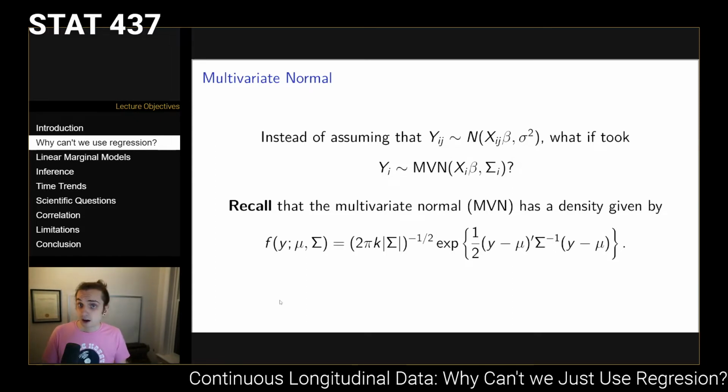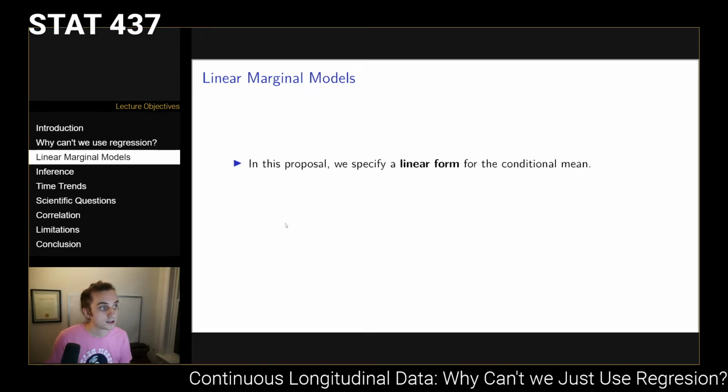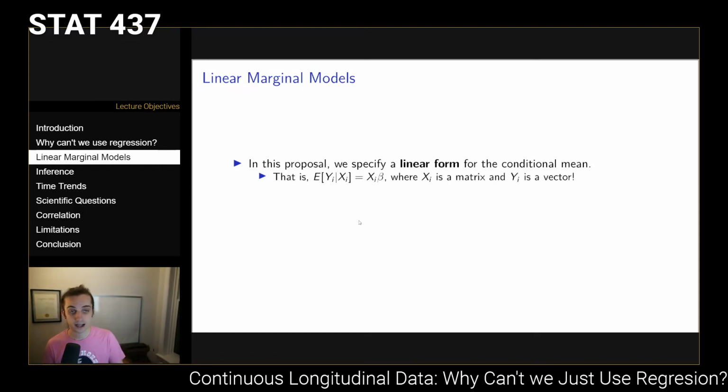Now, if you're unfamiliar, or if you forget, the density of the multivariate normal can be written out in explicit form here. And so using this, we could take the same theoretical approach that we did with linear regression. So what theoretical approach would that be? Well, what I'm proposing is that we specify a linear form for the conditional mean of yi. So that is yi given xi is going to have mean xi beta. Here xi is a matrix and yi is a vector. So this is a multivariate expectation.